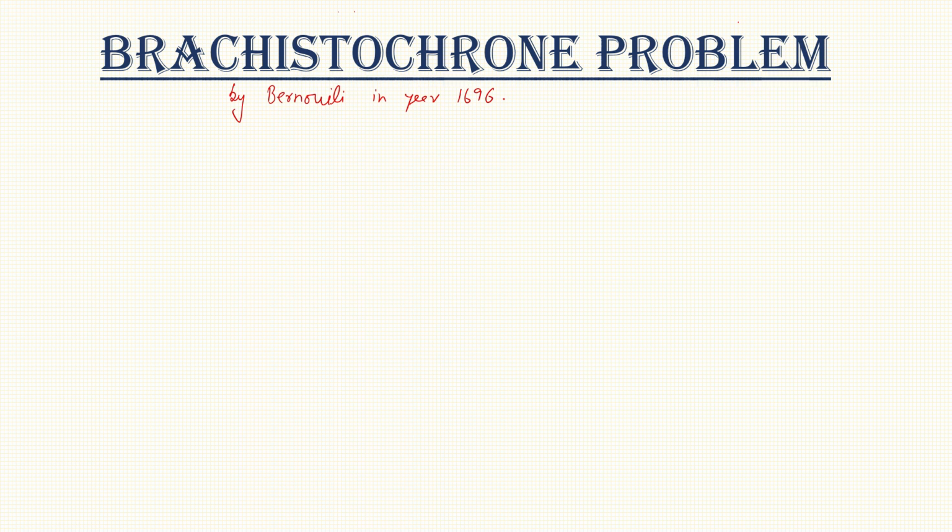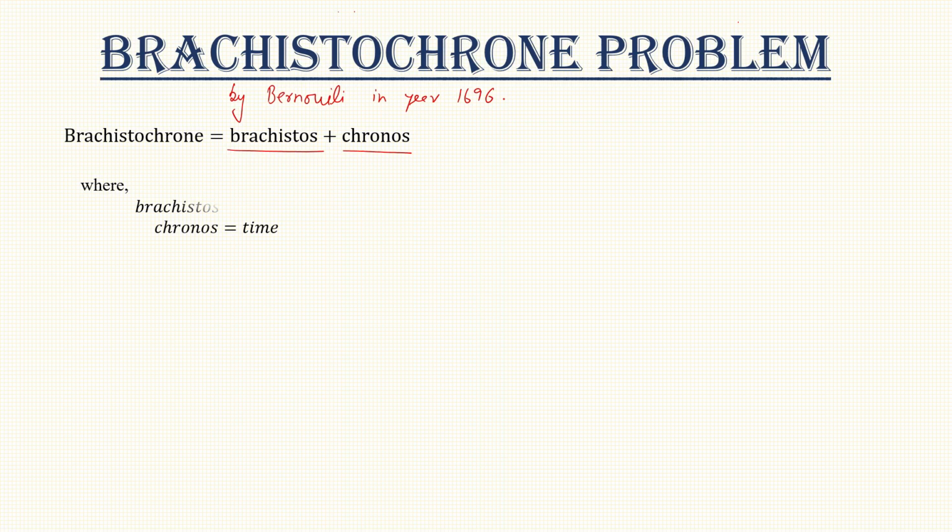Actually, the word brachistochrone is made up of two Greek words, brachistos and chronos, where the word brachistos means shortest and the word chronos means time. Thus, we can say that the word brachistochrone stands for shortest or minimum time.